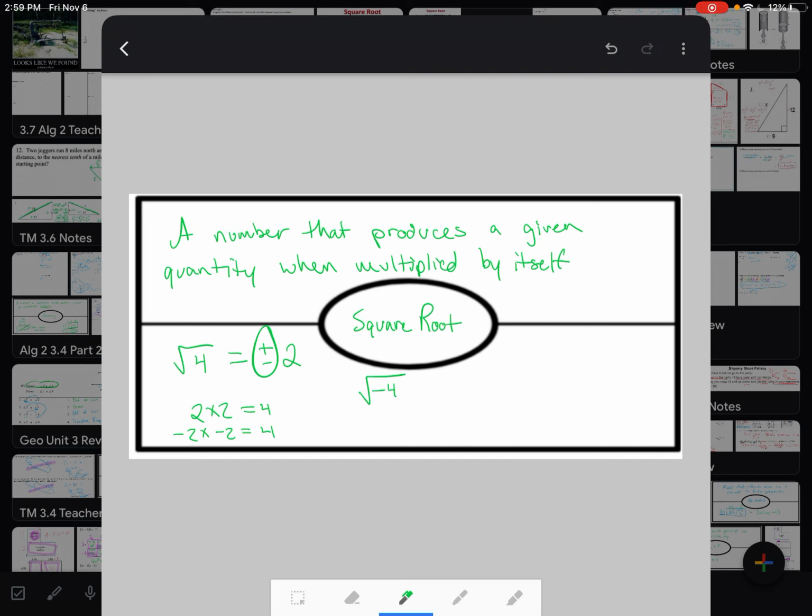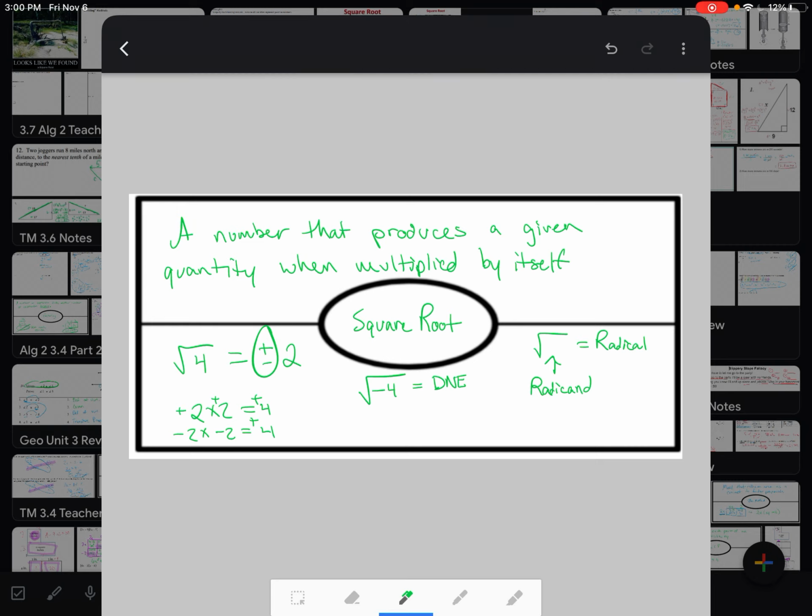A second thing to remember is that if you had a negative number inside there, like negative 4, well, nothing times itself can get you a negative number. If you have positive 2 times positive 2, you get a positive answer of 4. Negative 2 times negative 2 also gets you a positive answer of 4. So answers like this are imaginary. So these do not exist. So if you ever get a square root of a negative number, you won't be able to find that value. It's an imaginary number.